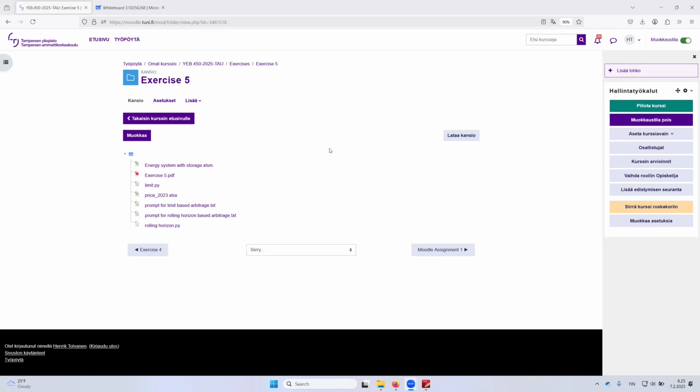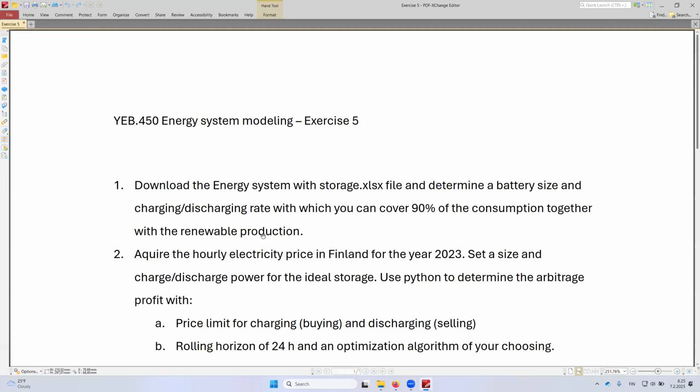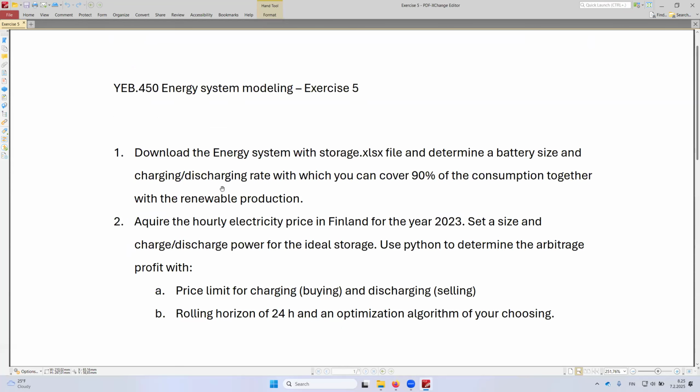Welcome to Energy System Modeling Exercise 5. Again, the exercises can be found from the Moodle folder, so you can go ahead and download the whole folder. So let's start with the first assignment in here.